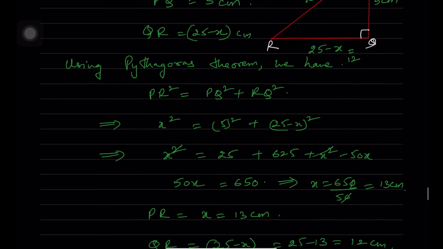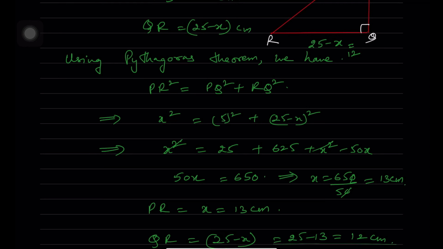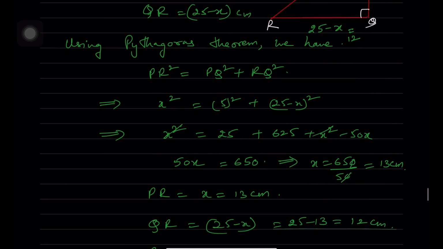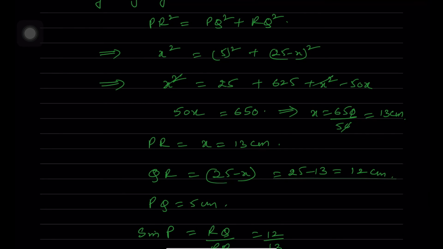So now using Pythagoras theorem we have PR square is equal to PQ square plus RQ square, which implies x square is equal to 5 whole square plus 25 minus x whole square. So now you can cancel out x square on both sides, and if you are expanding 25 minus x whole square, you are getting 625 plus x square minus 50x. So therefore you are getting 50x is equal to 650, which implies x is equal to 650 by 50, which is equal to 13 centimeters. Therefore x is 13 centimeters means QR is equal to 25 minus x, which is equal to 12 centimeters.